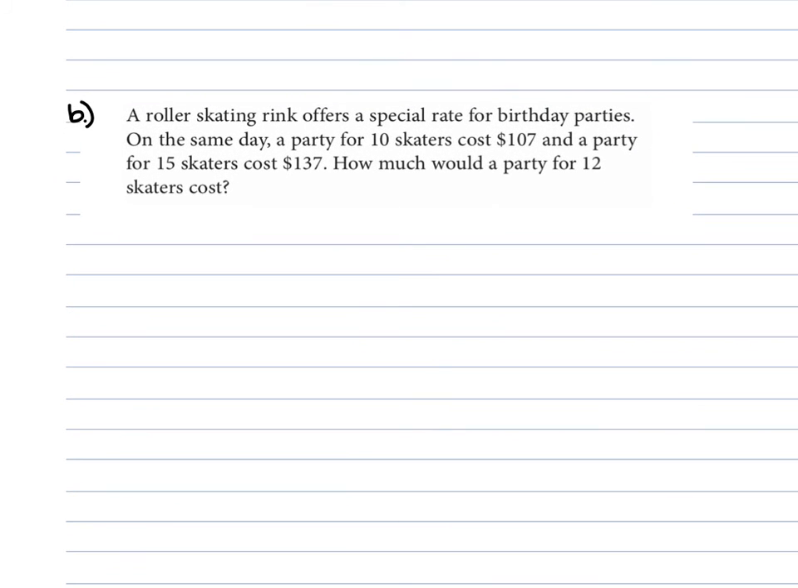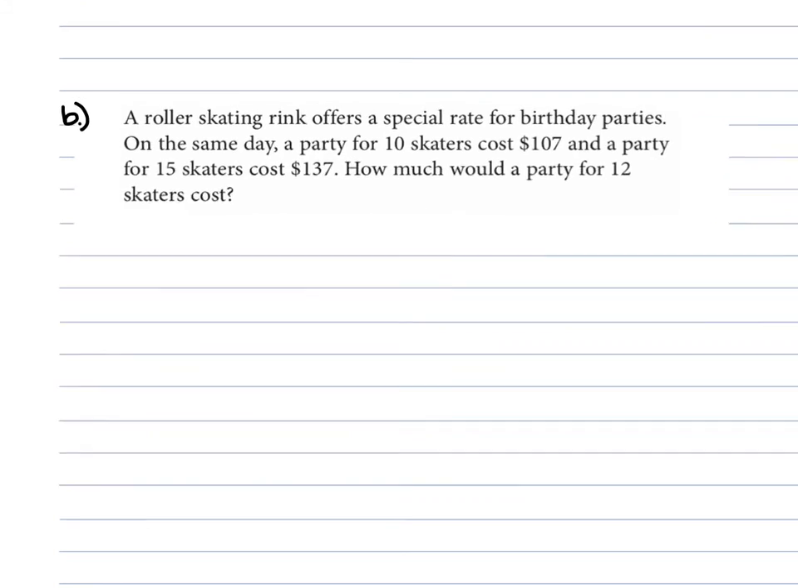Example B says a roller skating rink offers a special rate for birthday parties. On the same day, a party for 10 skaters costs $107, and a party for 15 costs $137. How much would a party for 12 skaters cost? So 2 points here, (10, 107) and (15, 137).